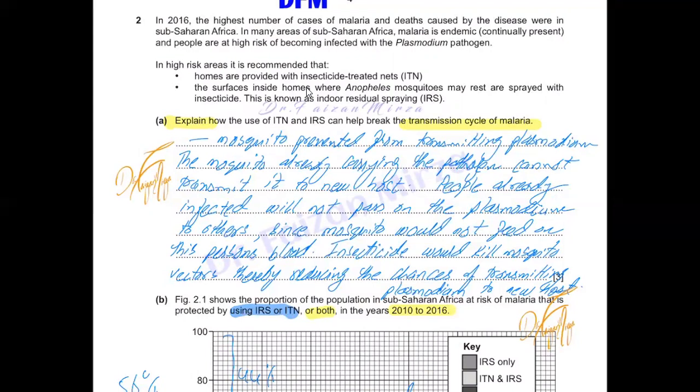The surfaces inside homes where the Anopheles mosquito may rest can be sprayed with insecticide. This is known as indoor residual spray, IRS. Explain how ITN and IRS can help break the transmission cycle.